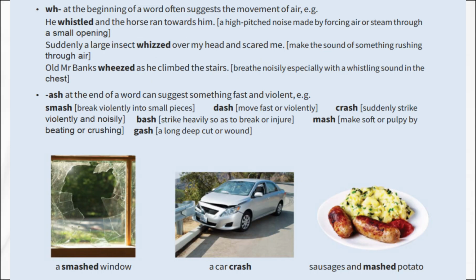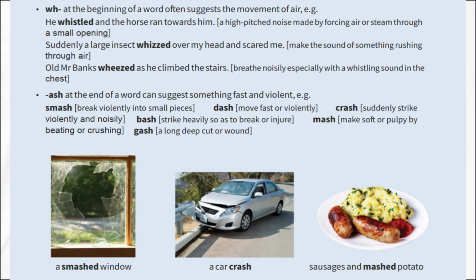WH, movement of air. The combination WH at the beginning of a word often suggests the movement of air. For example, he whistled and the horse ran towards him, making a high-pitched noise by forcing air through a small opening. Suddenly a large insect whizzed over my head and scared me, making the sound of something rushing through air. Old Mr. Banks wheezed as he climbed the stairs, breathing noisily, especially with a whistling sound in the chest.